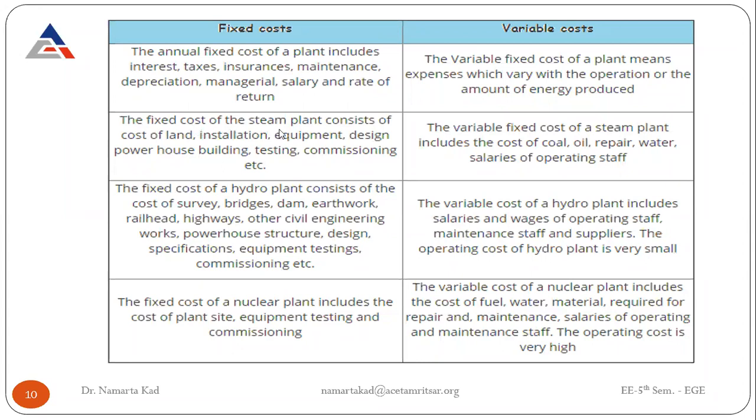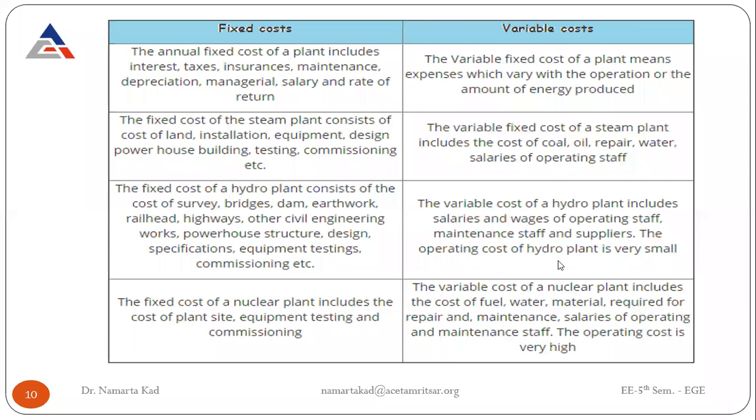Next point. The fixed cost of the steam plant consists of the cost of land, installation, equipment, design, powerhouse, building, testing, commissioning, etc. Whereas the variable cost of the steam power plant includes the cost of coal, oil, repair, water, salaries of the operating staff, or you say labor. Third point, the fixed cost of the hydro plant consists of the cost of survey, bridges, dam, earthwork, railhead, highways, other civil engineering works, powerhouse structure, design specifications, equipment, testing, commissioning, etc. Whereas the variable cost of the hydro plant includes the salaries and wages of the operating staff, maintenance staff, suppliers.